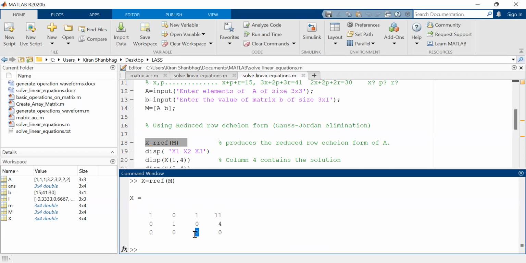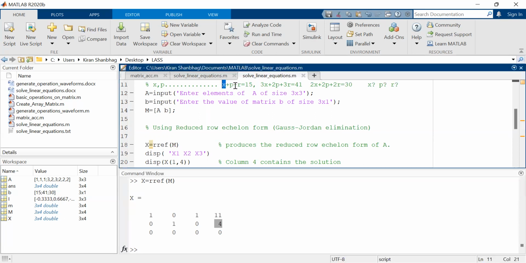And wait a second. 11 and 4. Now, does that work for us? Does this equation's values work for us? If this third column is to be believed as a solution, then the price of the pen is 11 rupees, the price of the pencil is 4 rupees, and the eraser is free. Does it work? Let us see.